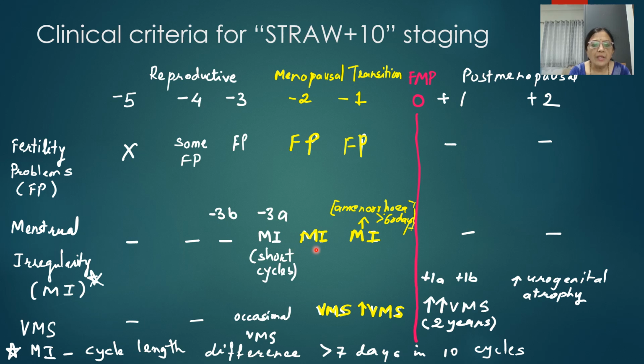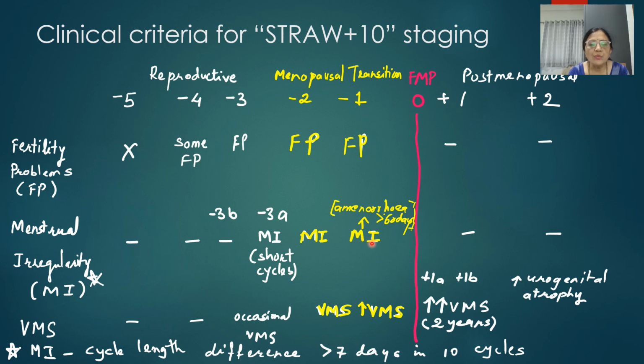Menstrual irregularity is the hallmark of menopausal transition, which is prominently seen, and it is defined as a cycle length difference of more than 7 days in 10 cycles. So this definition is important. When you say there is a menstrual irregularity, as far as menopause transition and this staging system goes, you say that there is a menstrual irregularity whenever there is a cycle length variation or difference of more than 7 days in a total of 10 cycles.